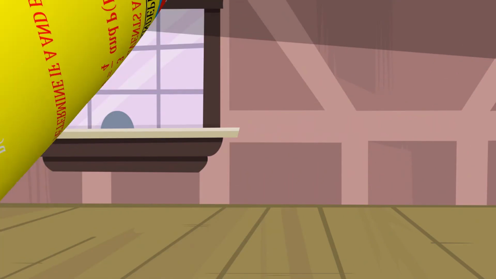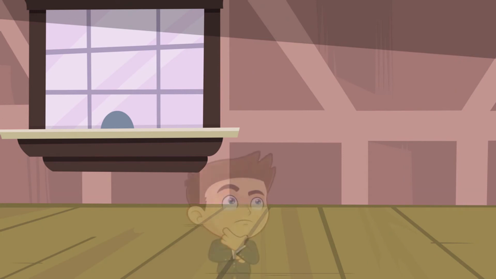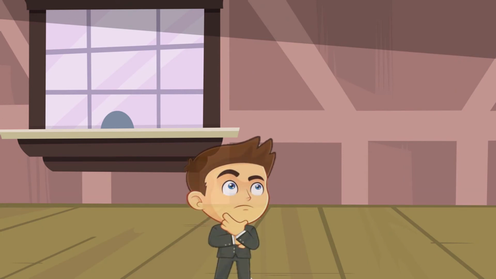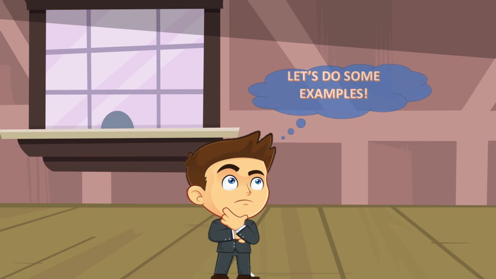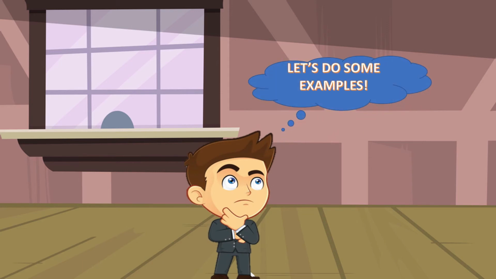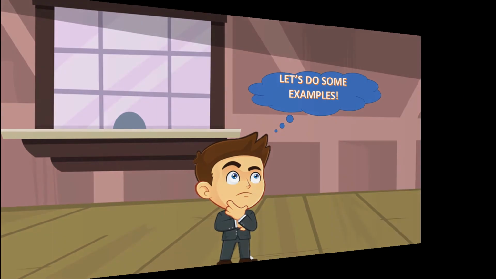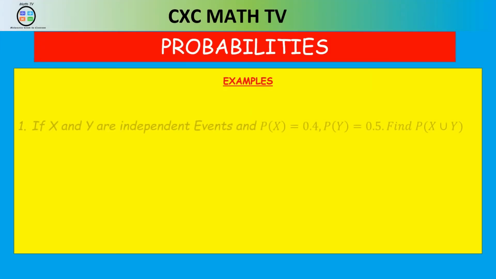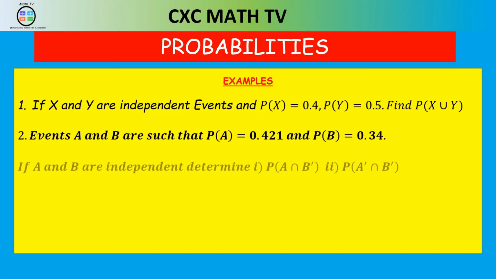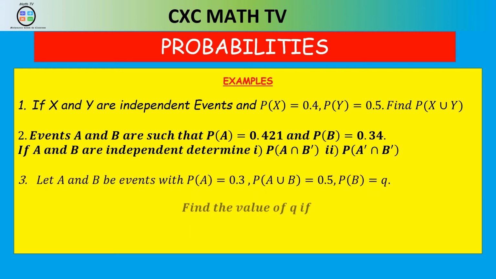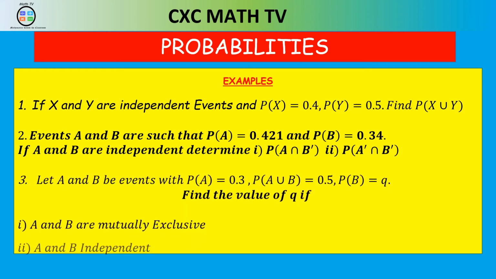Now that we've learned the laws for what happens when events are exclusive, independent, and exhaustive, let's look at some questions right here now. So we are going to take a look at these 3 questions right here. So let's look at the first one.